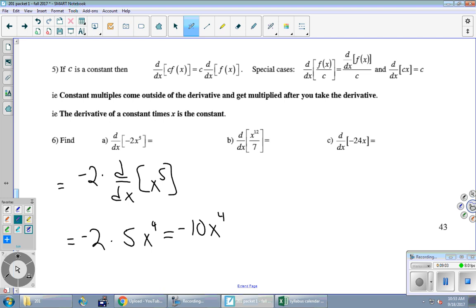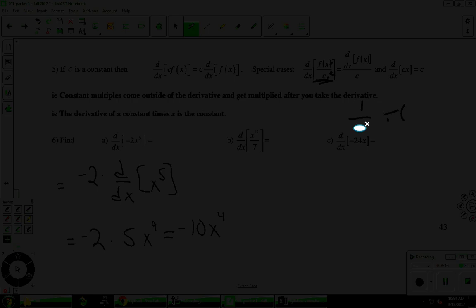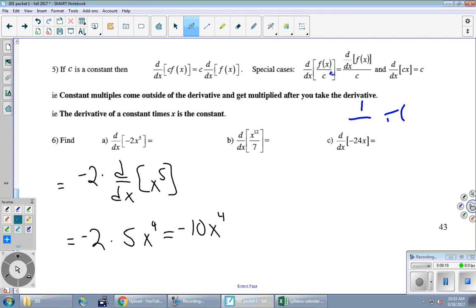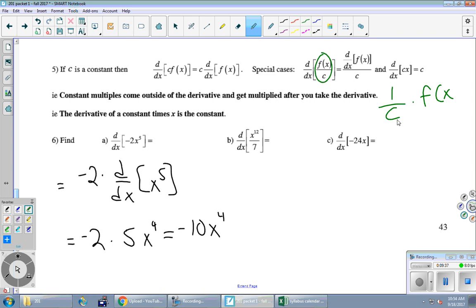Okay, special case. Let's take a look at this one here. This one is a function on top of a constant. And so in my mind, I can think of that as being 1/c times f of x. You guys agree? That is the same as this? And 1/c, hey, that's just a constant, isn't it?